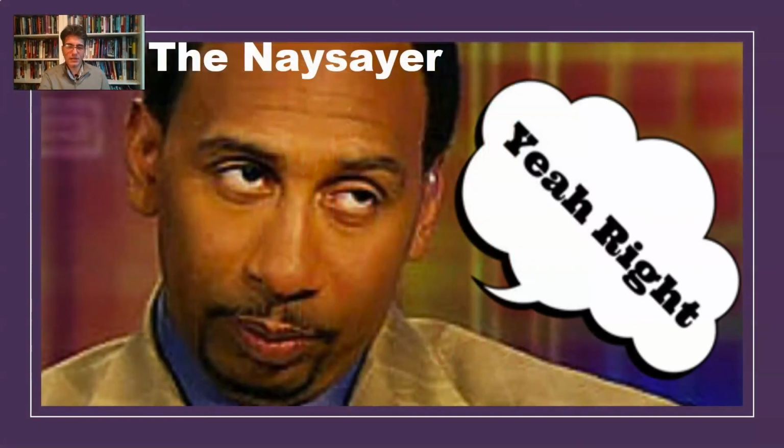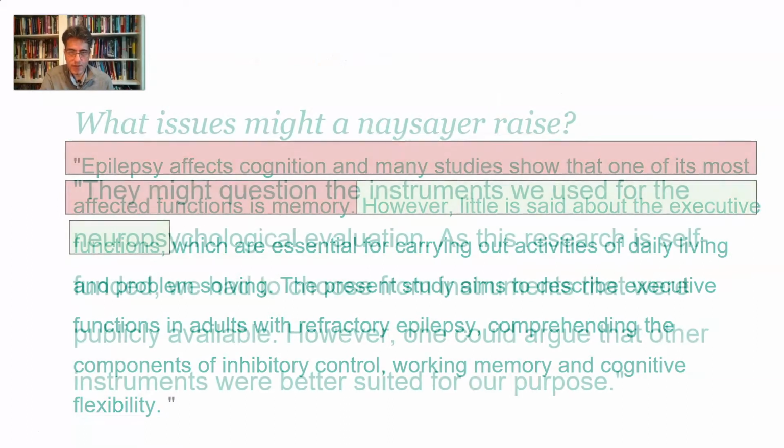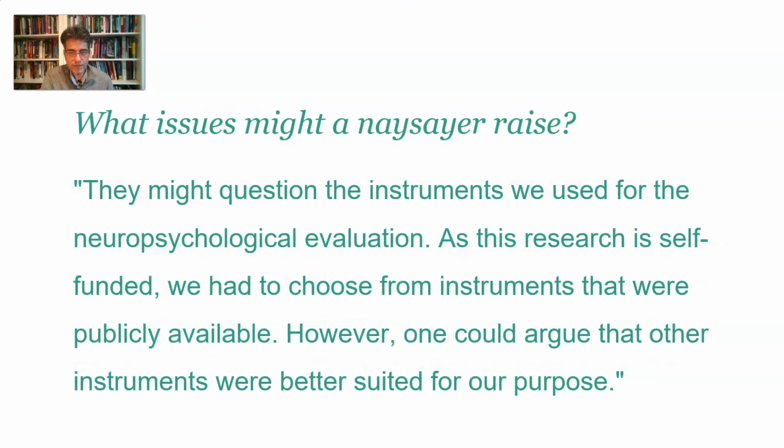In addition, I've asked you to consider in another module what your naysayer might be of your research or the article or chapter that you intend to write. And so with the same abstract, the same author says that a naysayer might question the instruments we used for the neuropsychological evaluation. As this research is self-funded, we had to choose from instruments that were publicly available. However, one could argue that other instruments were better suited for our purpose.